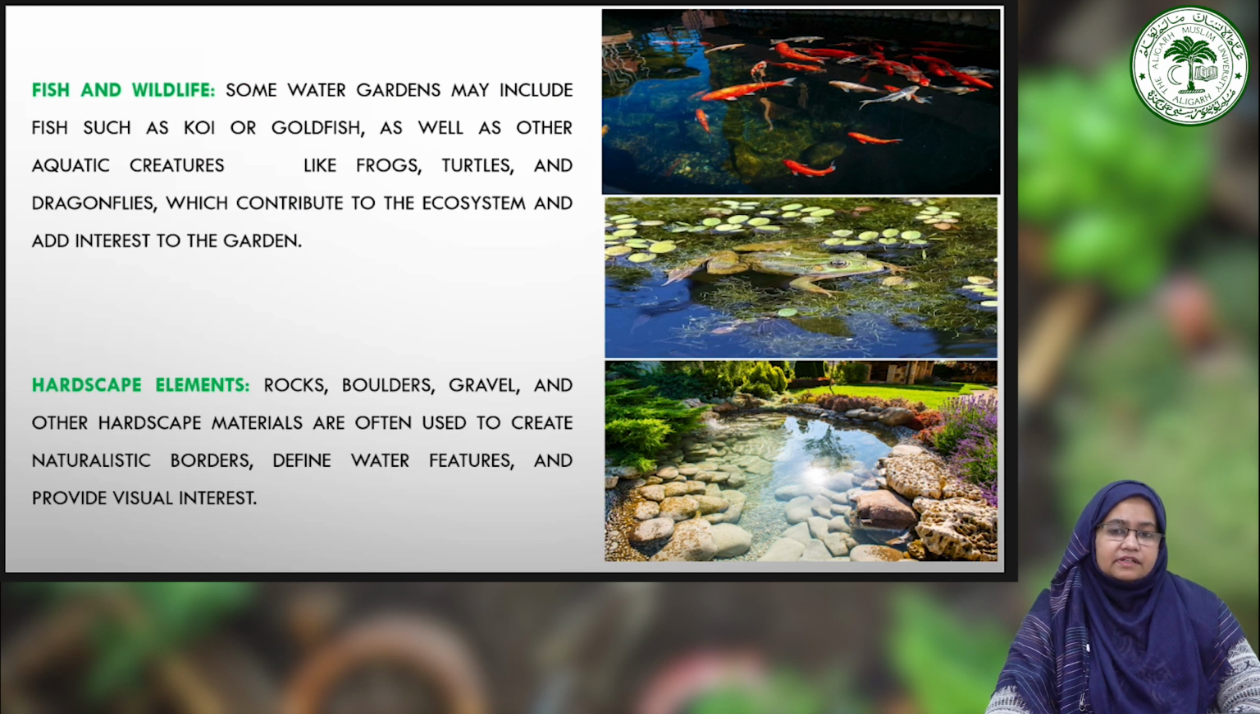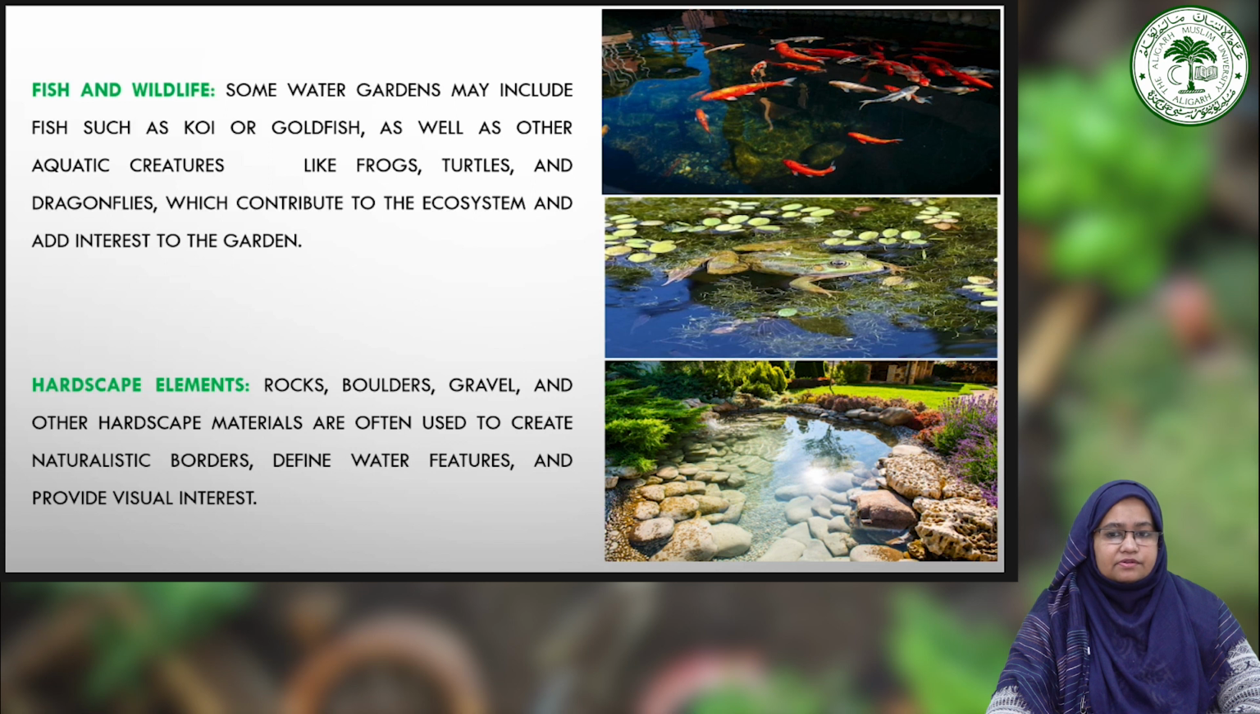The next element of a water garden is fish and wildlife, or we can say the fauna of the water garden. Certain water gardens may feature fish such as koi or goldfish, along with other aquatic inhabitants like frogs, turtles, and dragonflies. These animals play vital roles in the ecosystem and enhance the garden appeal.